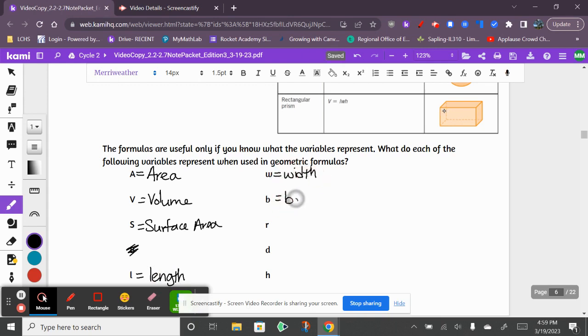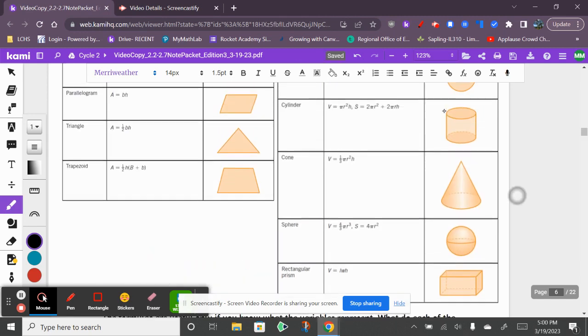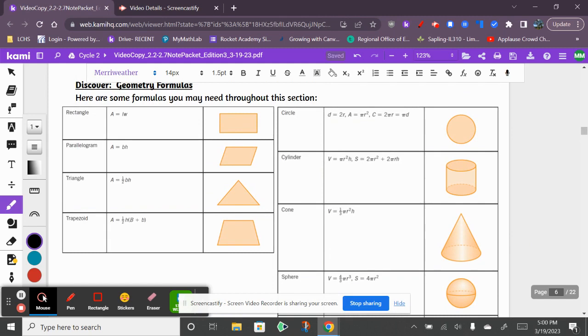B stands for base. R stands for radius. D is for diameter. And H is for height. So just looking at some of our formulas up above, one other thing is when we use pi, we're going to use the approximated value of 3.14.